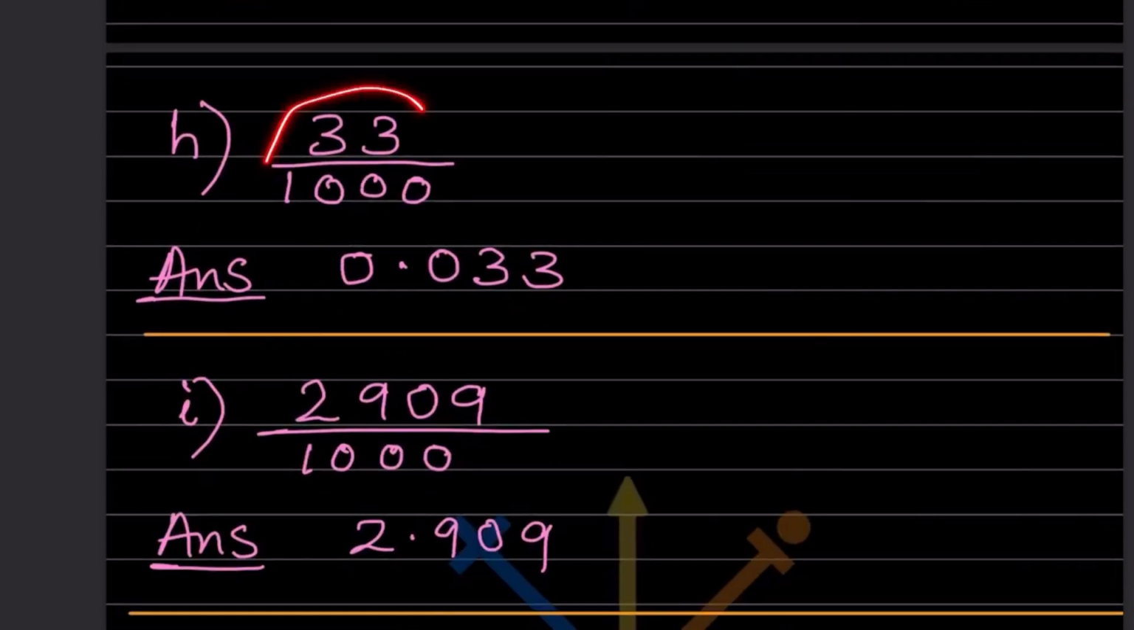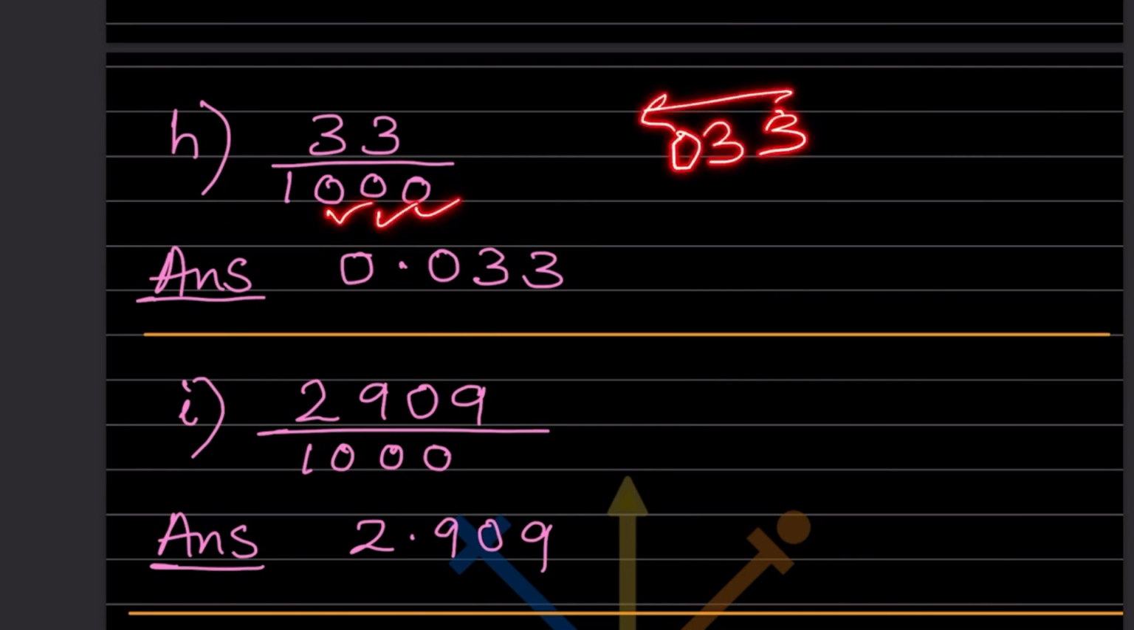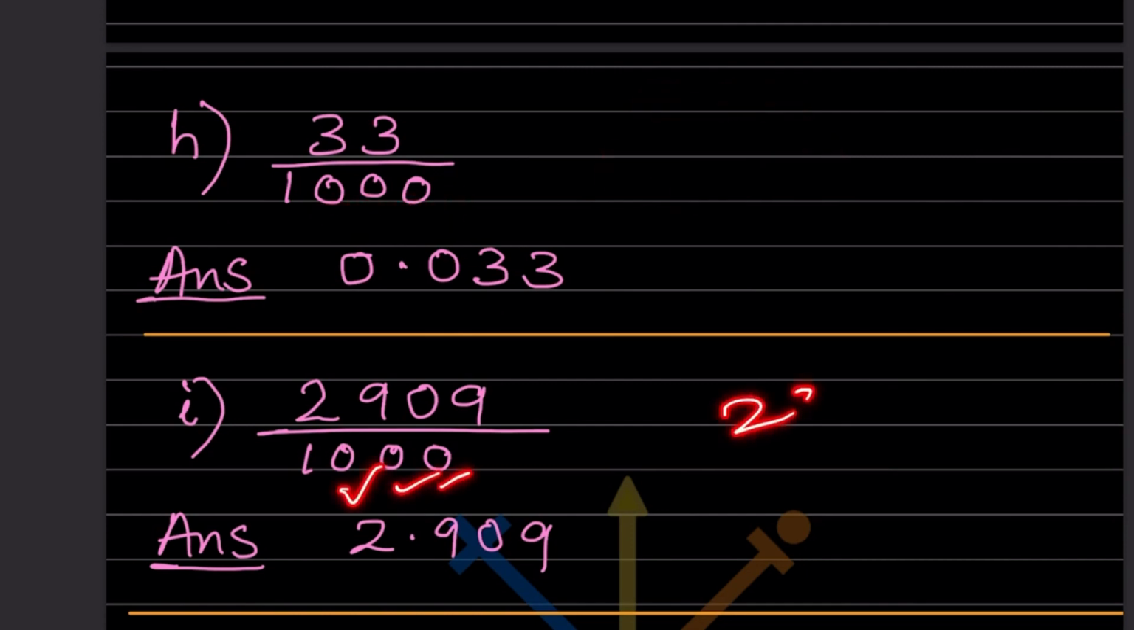Now again here, how many zeros are there? 1, 2, 3. Write 33, and you will go backwards 3, which means you need one 0 over here, because there should be 1, 2, 3 places, and then put a point over here. Again here 1, 2, 3 zeros, 2909. Go backwards by 3 numbers, 1, 2, 3, and then put a point over here.